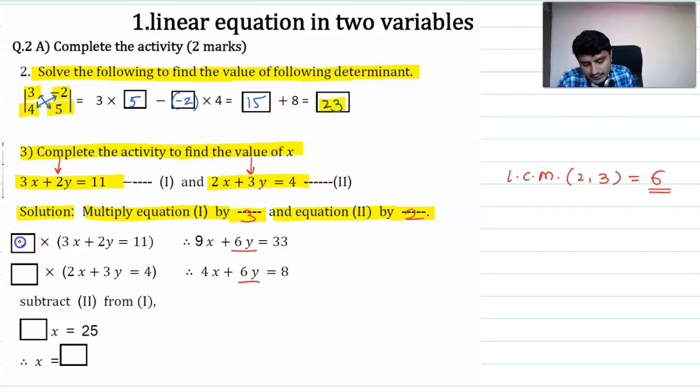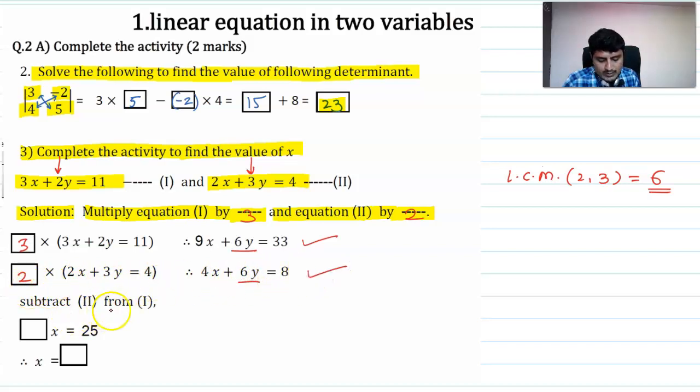So after multiplying equation 1 by 3 and equation 2 by 2, we are getting 3 3s becomes 9, x as it is x, 2 3s becomes 6, y as it is y, that is equal to 11 3s, 33. Now once we multiply equation 2 by 2, we are getting 2 2s 4, x as it is x, plus 3 2s 6, y as it is y, and 4 2s we have an 8.